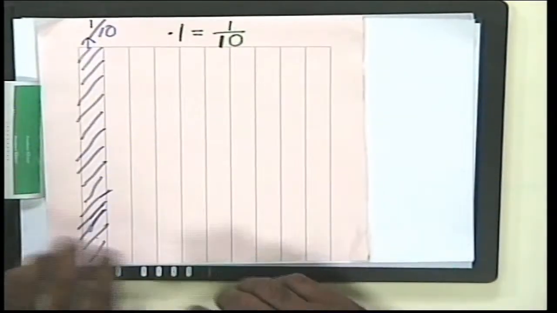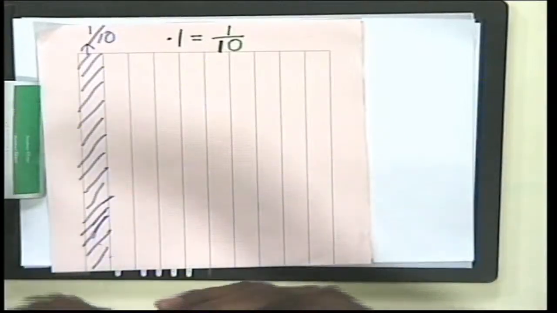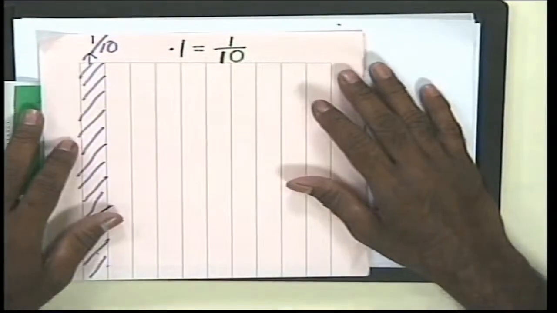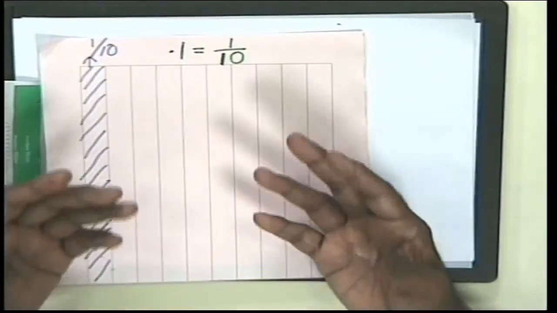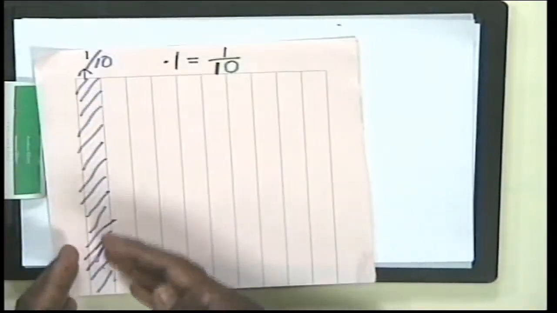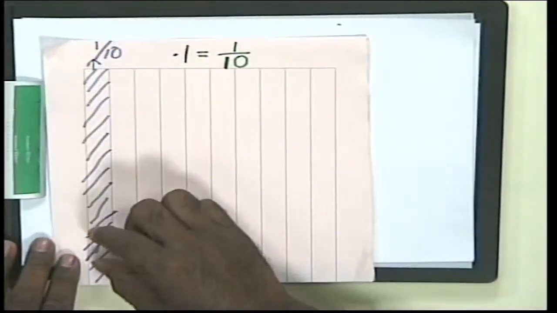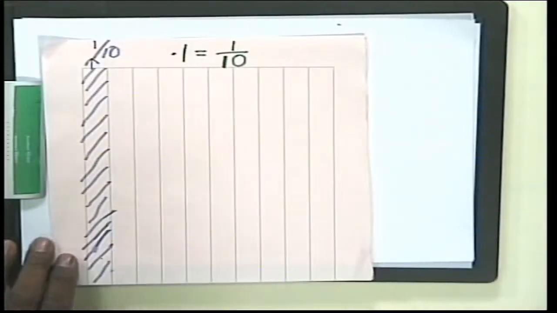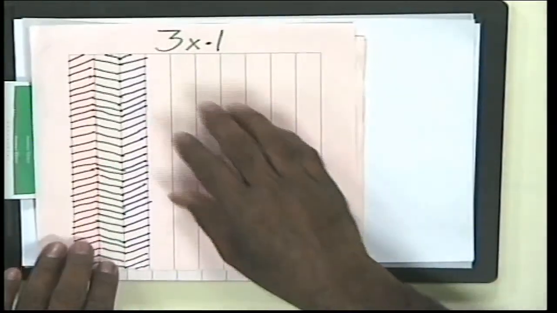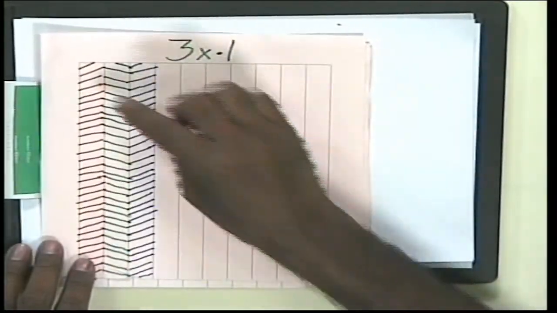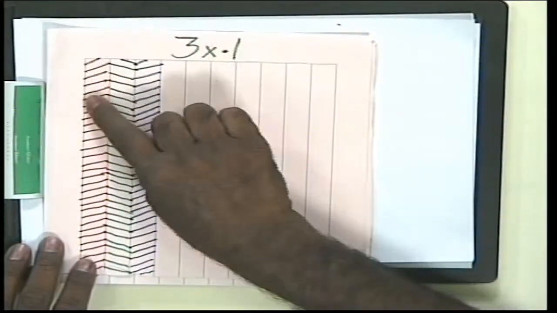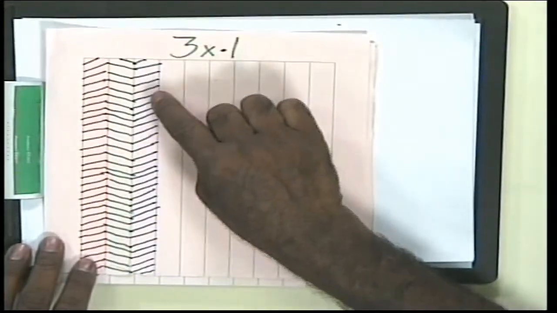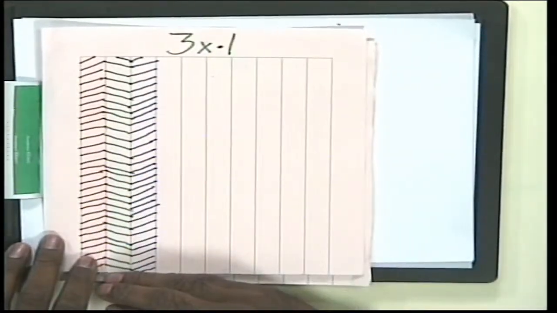This is 0.1. Now we need to find out 3 into 0.1. What does it mean? It means 3 times 0.1. ऐसे हम लोग इधर शेड किया, 3 पार्ट चाहिए हम लोग को. Now you can see that this is the same square. I have shaded 3 parts. This is 1, 2, 3 of this 10.